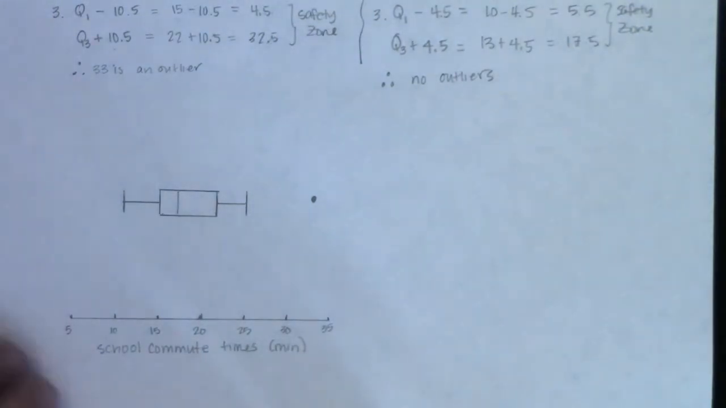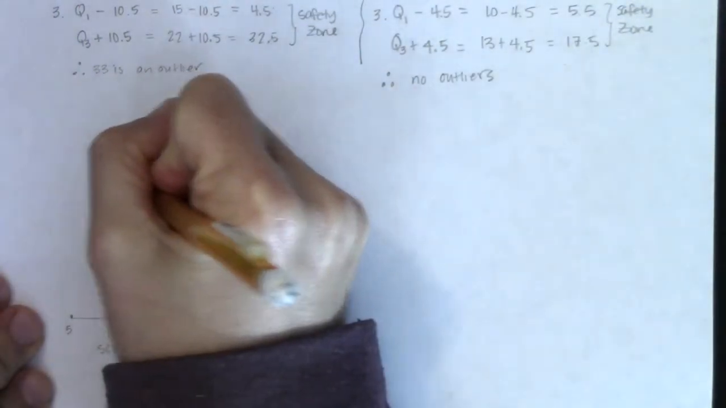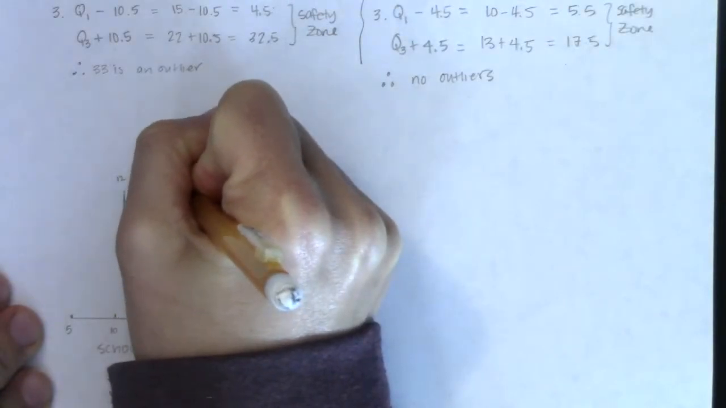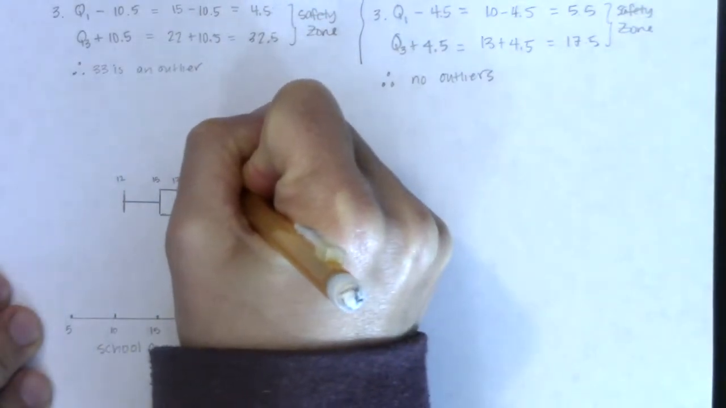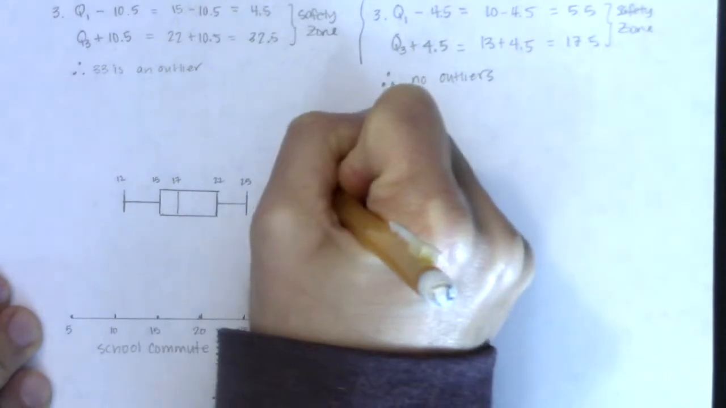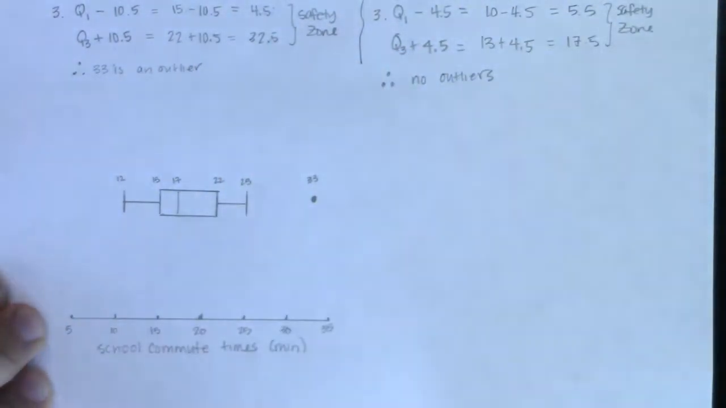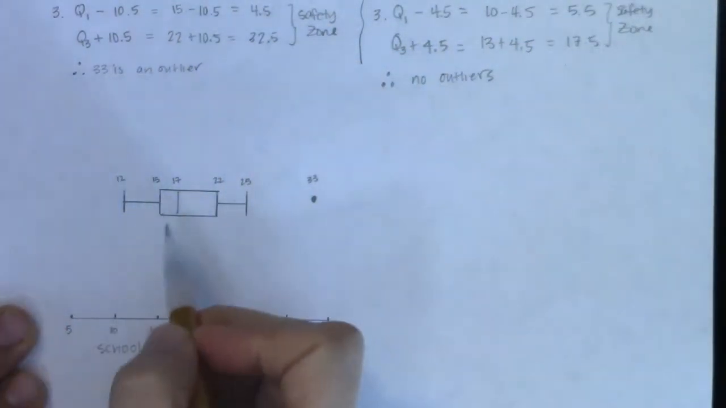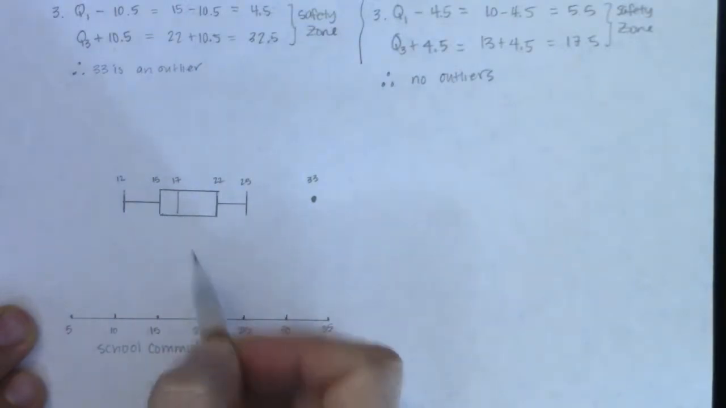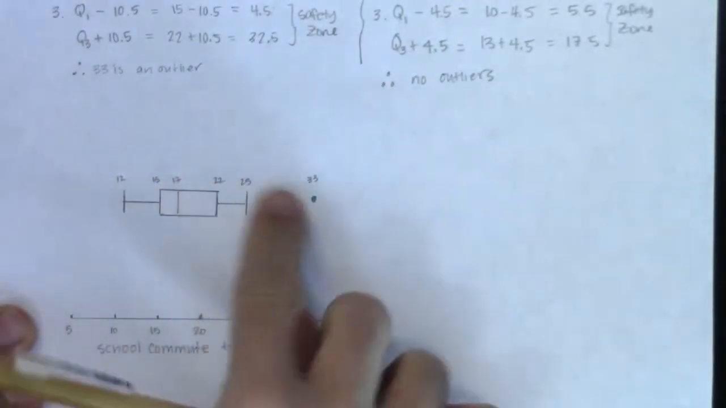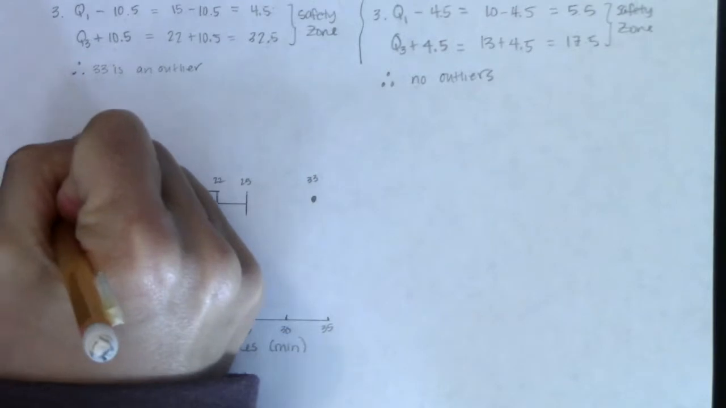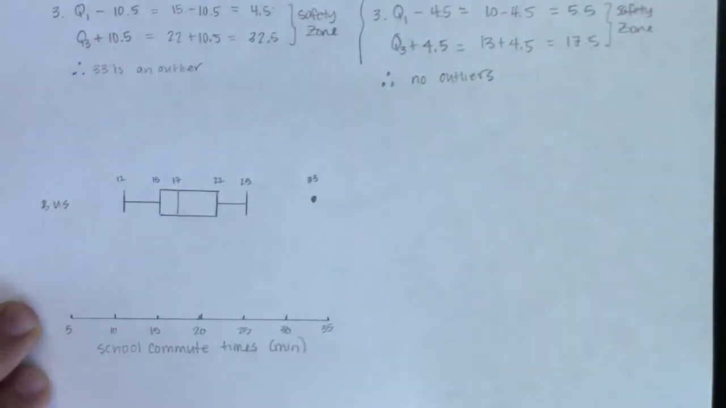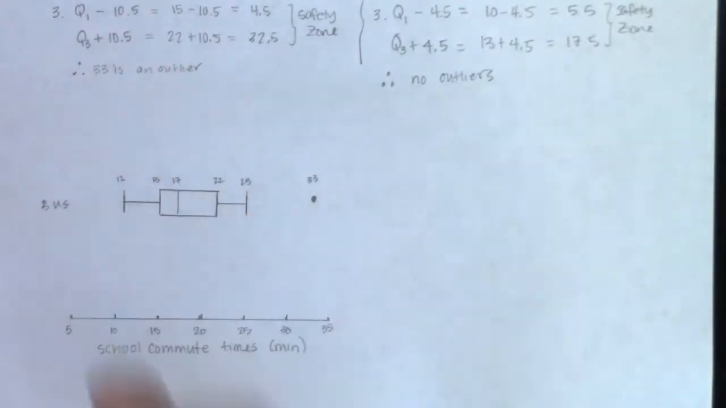And again, I like to write the numbers. I think it's helpful. What you also want to do is, since we're going to make two box plots on the same scale, you want to tell me which set of data this was. This was for the bus times, right? So I want to see bus labeled somewhere, so I know this box plot is for the bus data.